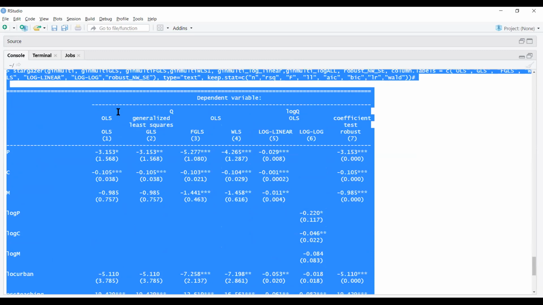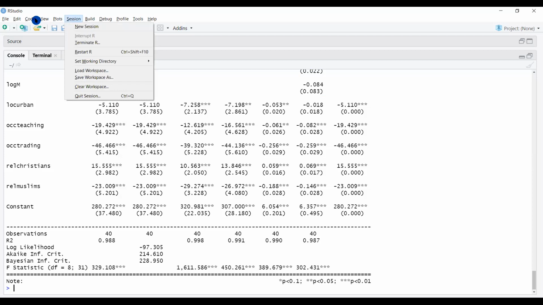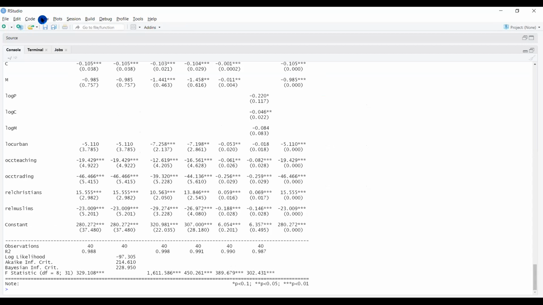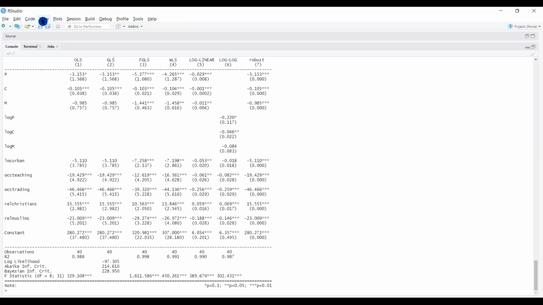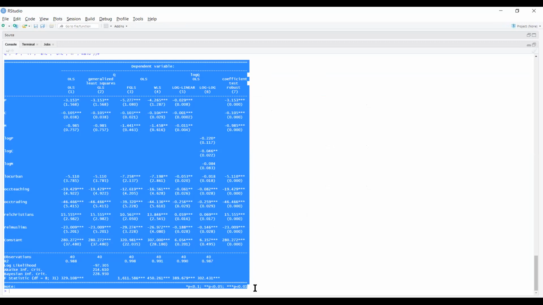Okay, so unfortunately, this has copied everything, but my interest is here. Normally, if I want to copy it, I need to zoom out. So you can just pick zoom out, just to get the whole result. And then I can copy everything as it is. Okay, I've done the copy.